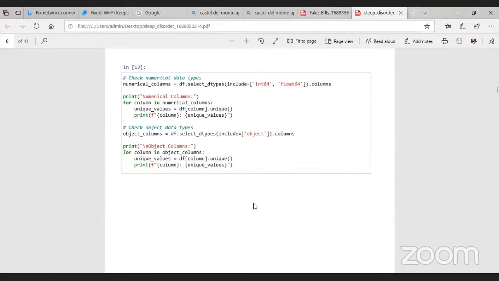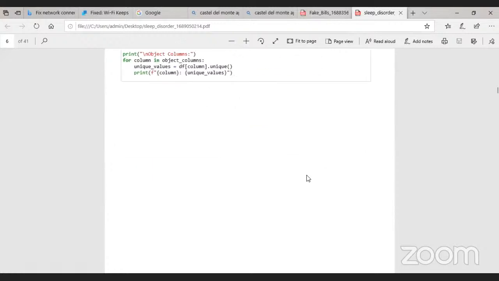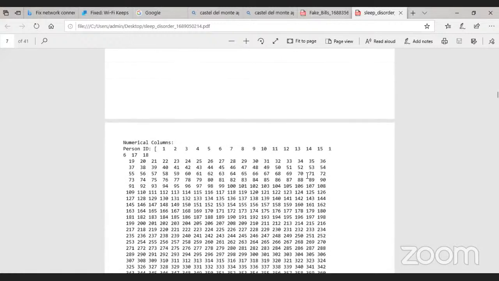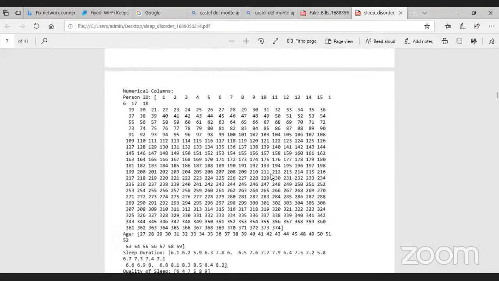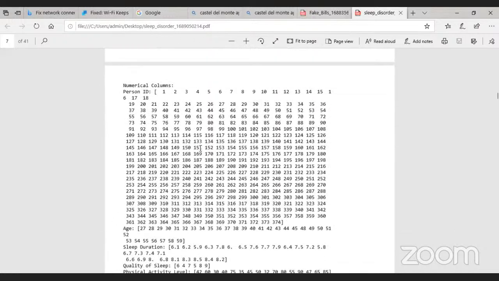So we need to check the data object accordingly. Once I know which are my numerical columns and which are my categorical columns, I'm trying to understand each one, looking at the person ID. I'm trying to bifurcate the different numerical columns and category columns, and look at the data.